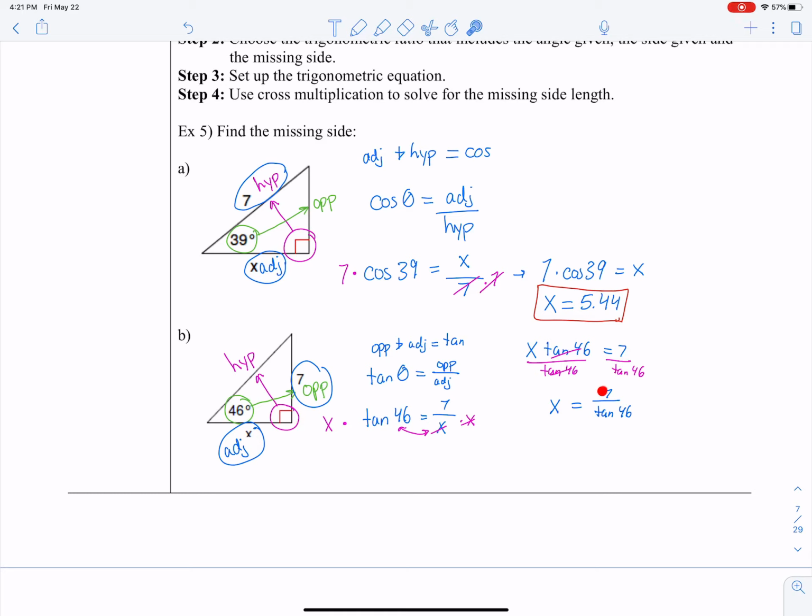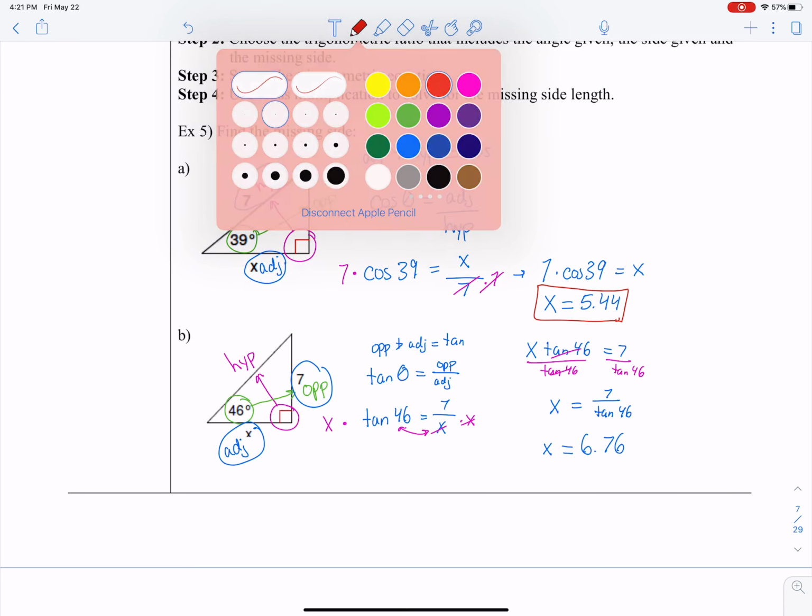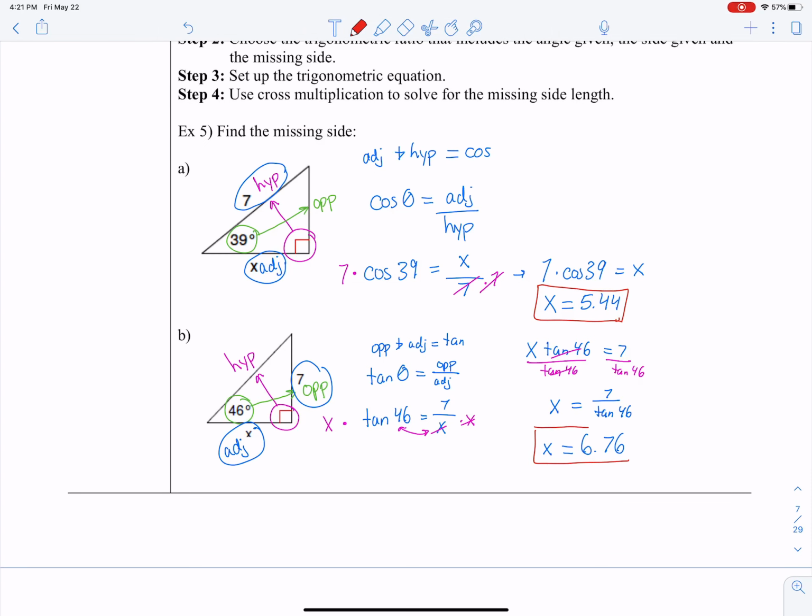I can now put 7 over tan 46 into my calculator. Sometimes you might need brackets. And my answer is going to be 6.76. So it's very important for this section that you learn how to use your calculator and spend some time figuring that out. Okay, so now you're going to do the worksheet again.